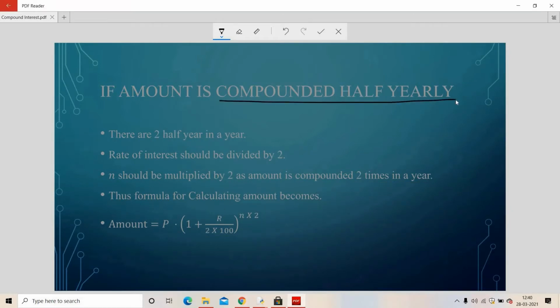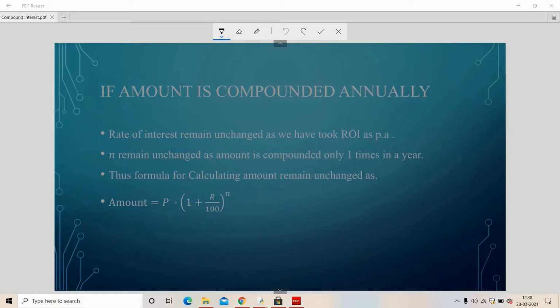To calculate compound interest on a half yearly basis. In half a year there are 6 months. So there are 2 half years in a year. To calculate the rate of interest for a half year, we have to divide this r by 2. And compound interest is compounded 2 times in a year. So we have to multiply this n with 2.